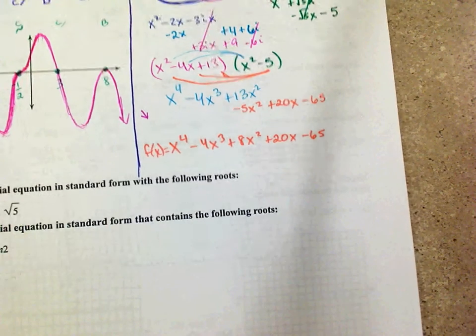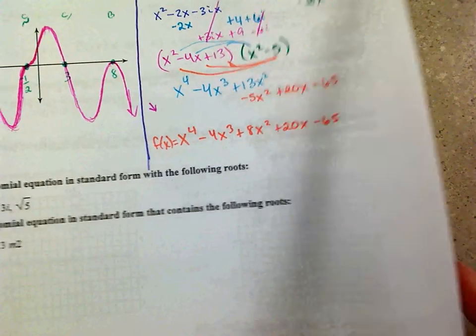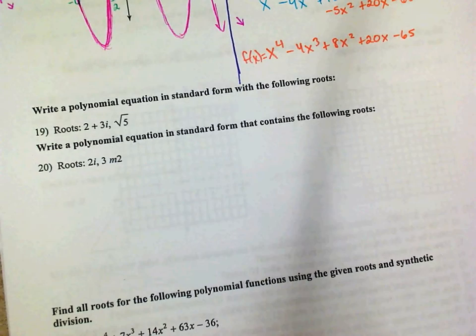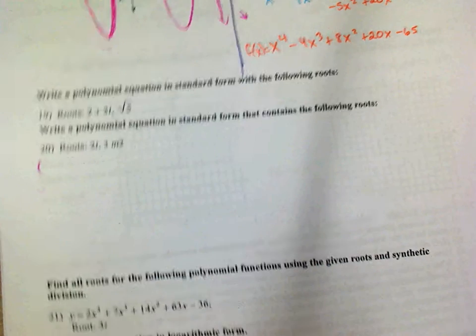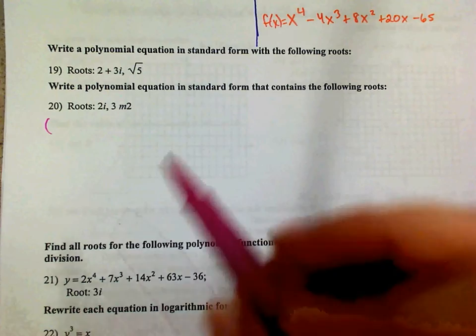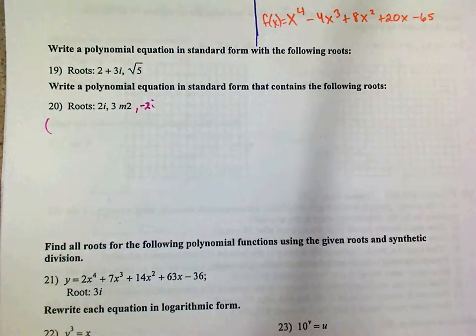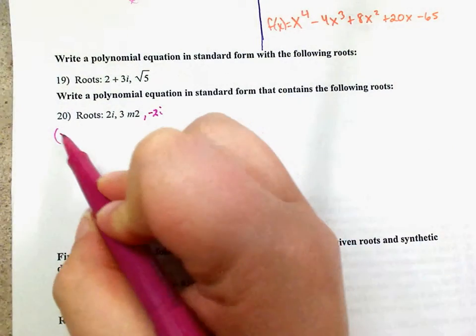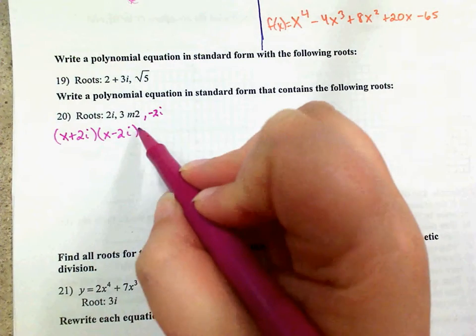Okay. Number 20 says, write a polynomial equation in standard form that contains the following roots. So what do? Same thing. So, how many roots does this function have? 4. I've got a 2i, so I've got a negative 2i, right? And then we've got 3 with a multiplicity of 2. So I'm going to write x plus 2i, x minus 2i, x what? Minus 3. How many times?